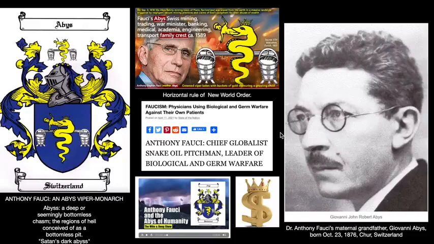Going even deeper, we find out that Anthony Fauci is Swiss. This is his maternal grandfather, Giovanni Abbes, born in Chur, Switzerland, 1876. This is the Abbes coat of arms. The Abbes viper monarch. Abyss means deep or seemingly bottomless chasm, the regions of hell conceived of as a bottomless pit, Satan's dark abyss.